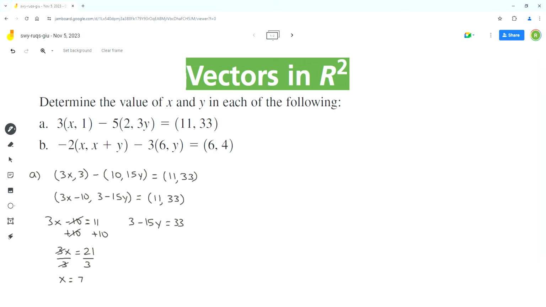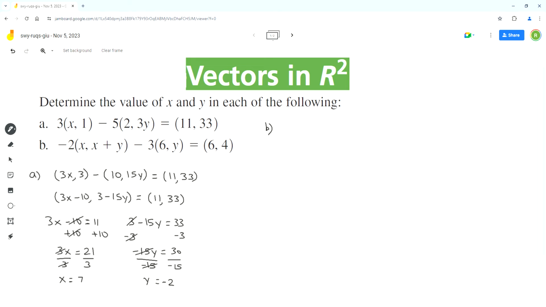Now we can subtract 3 from both sides because we want to isolate y. And now we can divide both sides by negative 15. So y equals negative 2. So these are the x and y values for part A. Now we can analyze part B.